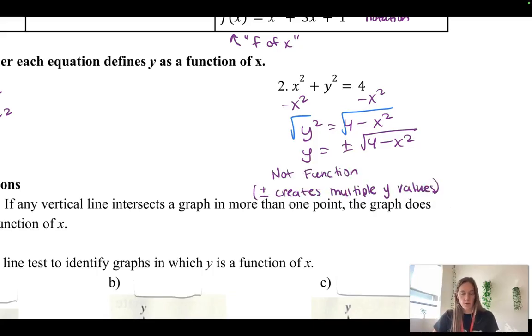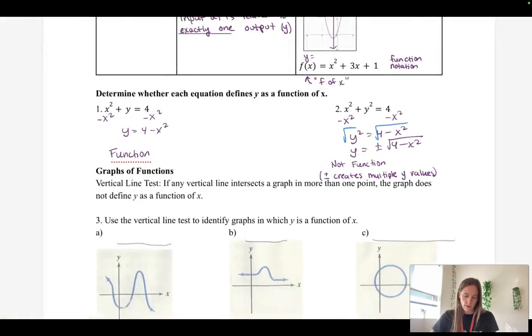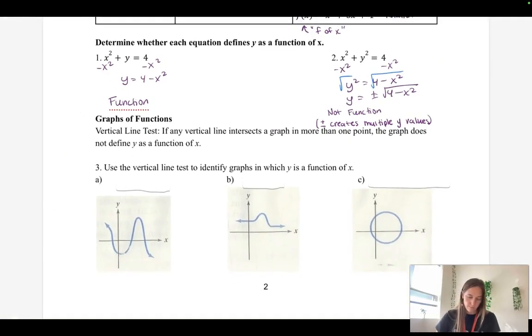So whenever you solve for y and you get a plus or minus, it's not going to be a function. Another way to think about this problem is that this equation is the equation of a circle with a radius of 2. So a circle does not pass the vertical line test either. So if you solve and there's a plus or minus, it's not going to be a function.